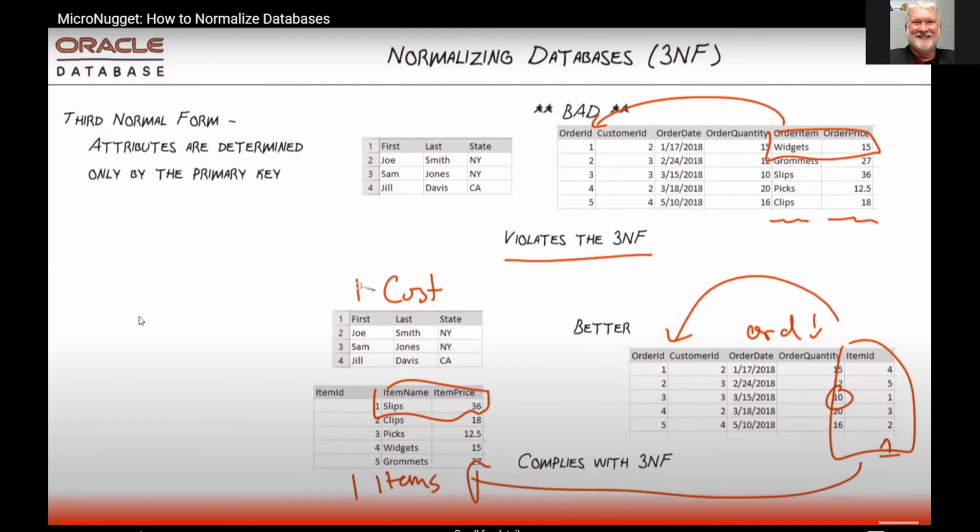In the domain, you don't do a different order form for each item sold. Well, not if you're selling stuff like slips, clips, picks, widgets, and grommets. If you're selling cars, yeah, you would do one car per order form or per sales slip. But that's not what we're selling. And so this correct third normal form example does not match the domain that it's supposed to represent.